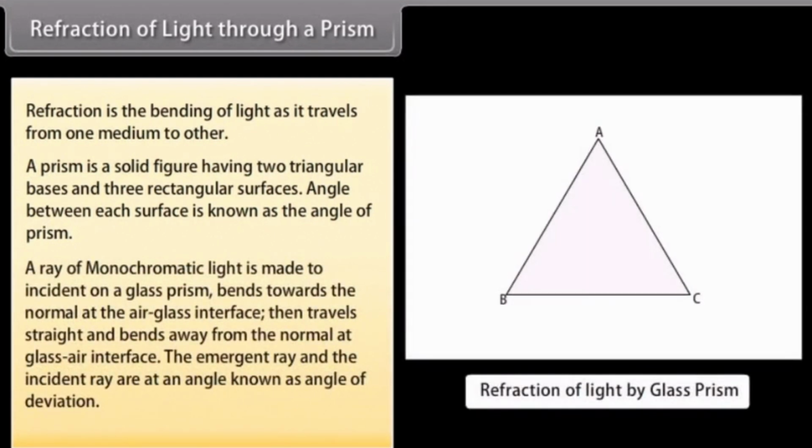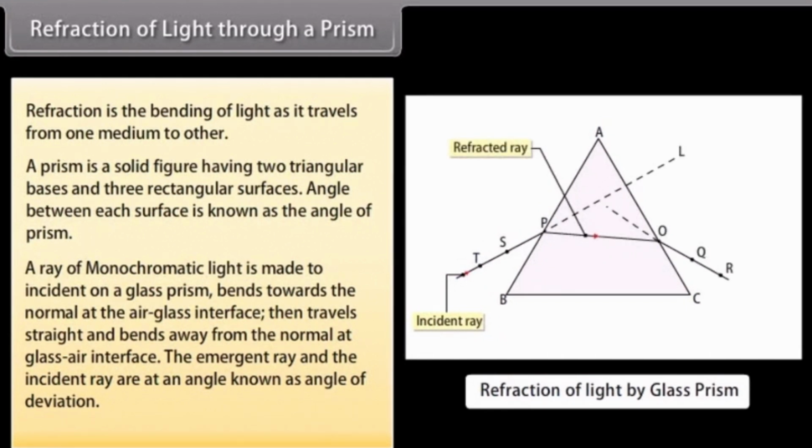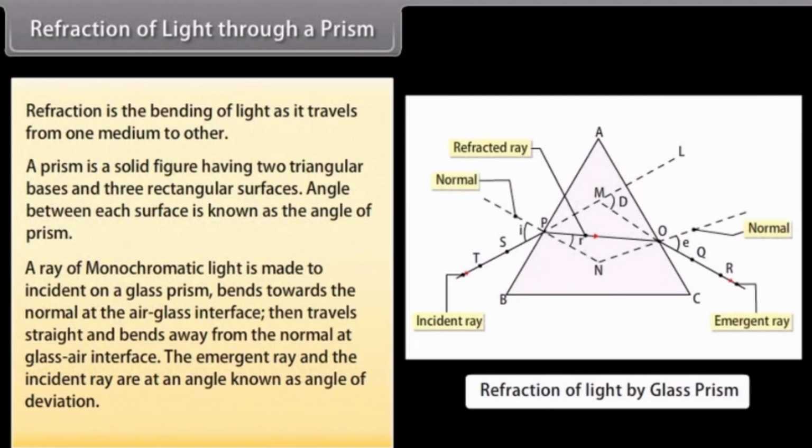A ray of monochromatic light is made to be incident on a glass prism, bends towards the normal at the air-glass interface, then travels straight and bends away from the normal at glass-air interface. The emergent ray and the incident ray are at an angle known as angle of deviation.